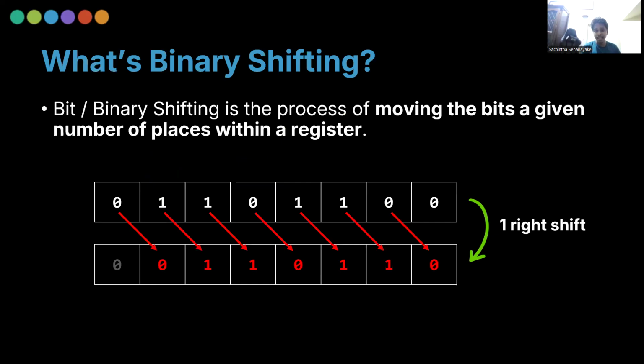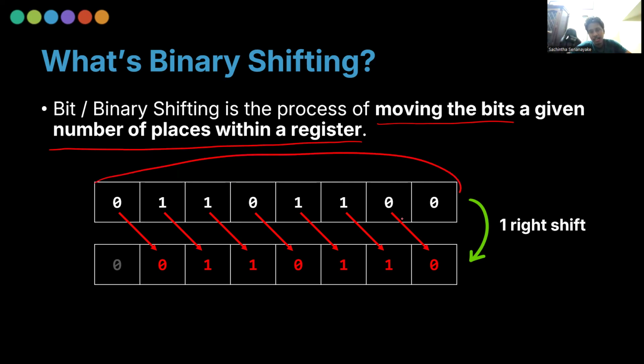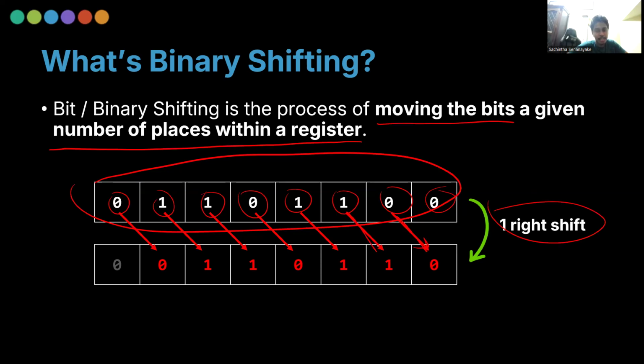Binary shifting, also known as bit shifting, is a very simple process. It's a very simple topic, which is far simpler than two-pass assemblers. But the idea with binary shifting, guys, is that it's a process of taking the bits in a register and moving the bits a given number of places within a register. So for instance, if you have a register with the binary sequence 0, 1, 1, 0, 1, 1, 0, 0, you can do something called a right shift. One right shift, which means that all the numbers in this original register now move one place to the right. And as a result, any vacant locations may be replaced by zeros or ones depending on the type of binary shifting you use.